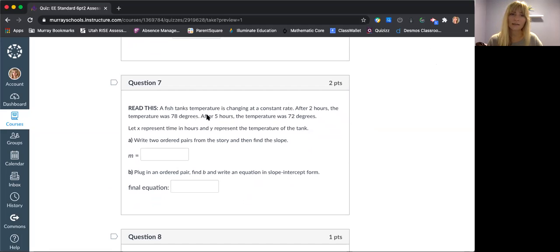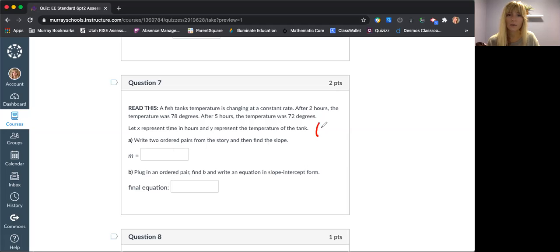A fish tank's temperature is changing at a constant rate. After 2 hours, the temperature was 78 degrees. After 5 hours, the temperature was 72 degrees. X is the time in hours, 2 hours, 5 hours. Y is the temperature of the tank, 78 degrees, 72 degrees. Okay, write 2 ordered pairs from the story and then find the slope.